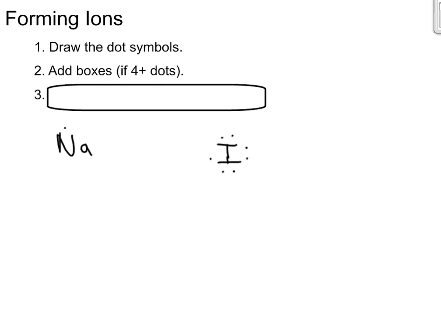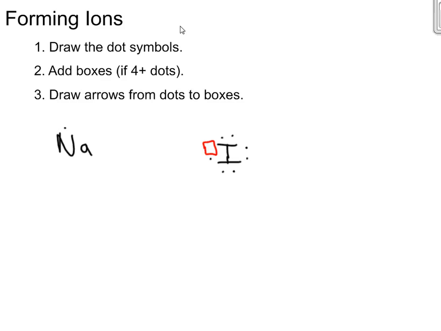Iodine has only 7 dots. And really remember what I said when we were drawing Lewis dot symbols, that they can have up to 8. Well, it turns out all elements want 8. So what iodine has really is this space here where it really wants to fill that box with an electron. So last step is to draw arrows from dots to boxes.